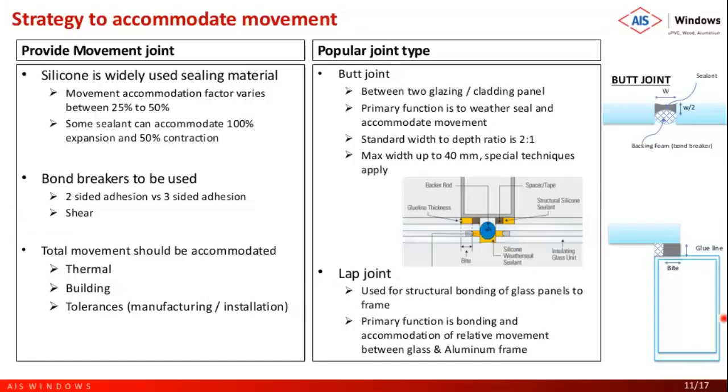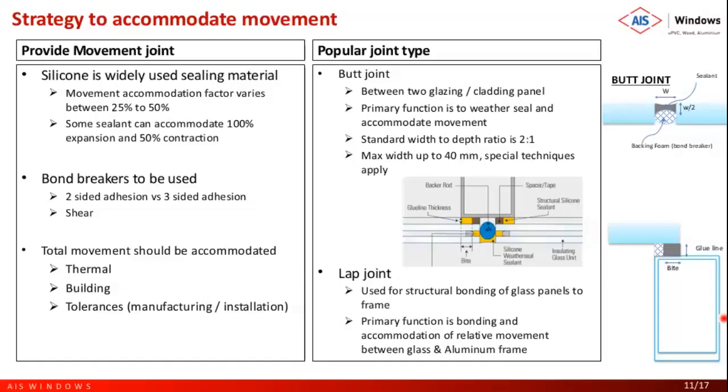In this lap joint connection, if you see the sketch on the right side, the glue line and bite are shown. Glue line is responsible for movement accommodation. Bite is responsible for adhesion of glass to frame. High wind load, low wind load, and weight of glass all determine the bite size. But what determines the glue line is the kind of movement that needs to be accommodated.